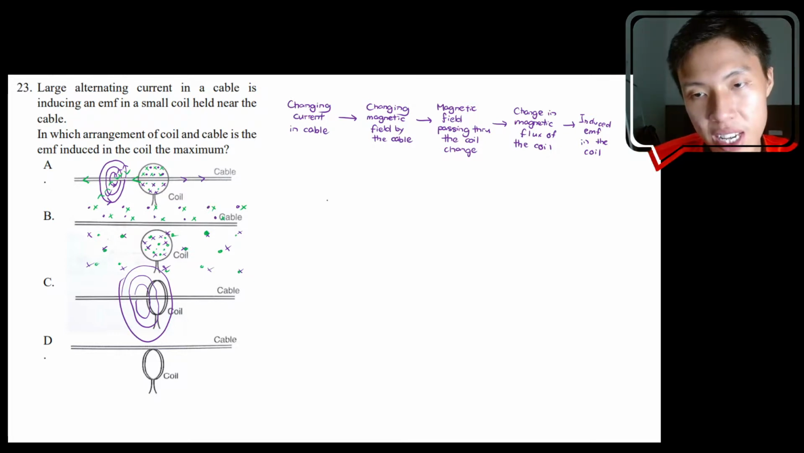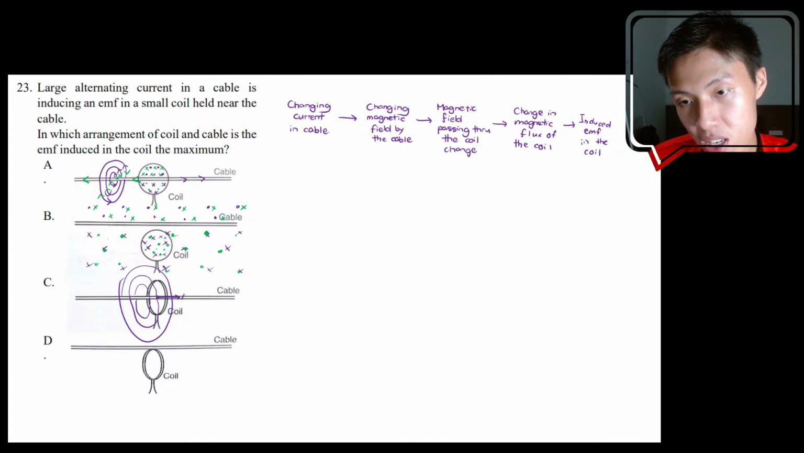That's why you can say that the B and the A are 90 degrees. The area vector is pointing in this direction, but the magnetic field is pointing in this direction. So theta is equal to 90 degrees. So cos 90 degrees will be equal to 0.